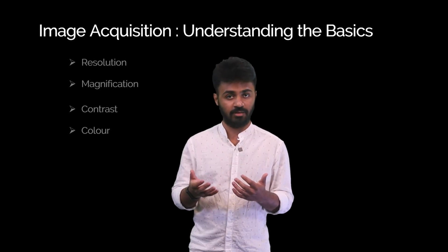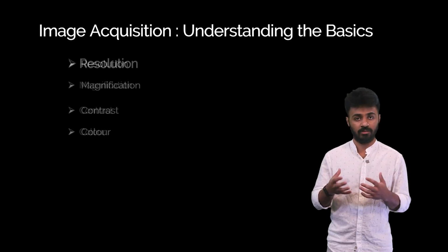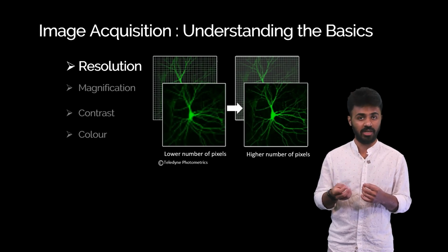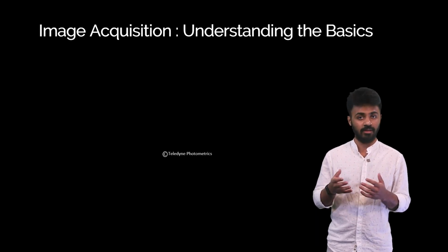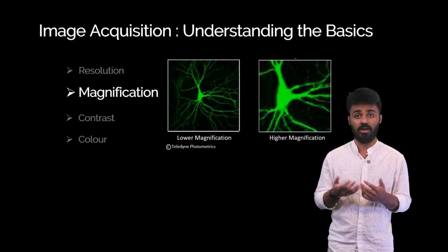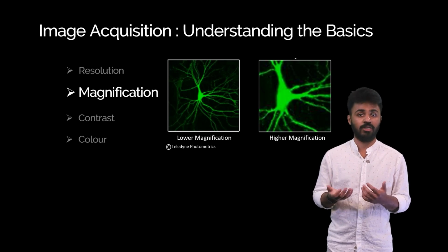There are a few basic concepts to understand when it comes to image acquisition. First is resolution, which refers to the number of pixels in an image. The higher the resolution, the more detailed the image will be. Second is magnification, which is the ability to make an object appear larger than its actual size, which is important especially when studying tiny cells and structures.